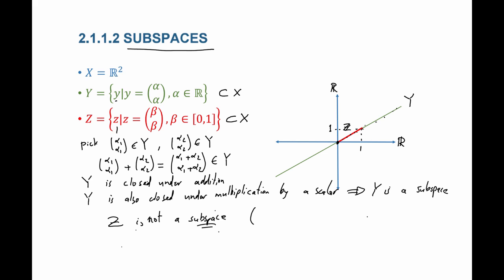On the other hand, z is not a subspace, because I can find two vectors, for example, the vector (0.5, 0.5) plus the vector (1, 1), both are in z. When I sum them up, I get (1.5, 1.5), which is not in z, and so z is not closed under addition and multiplication by a scalar, and so z is not a subspace.